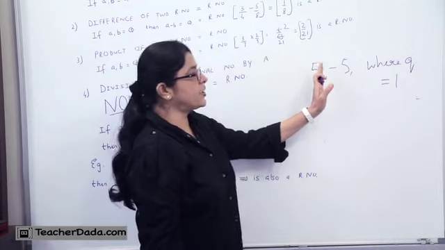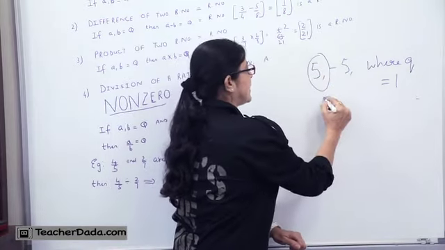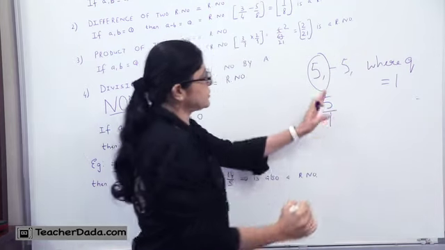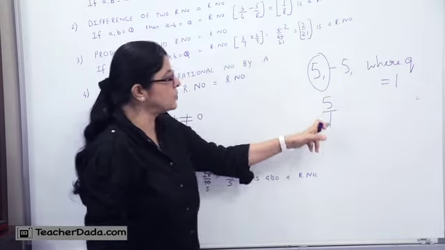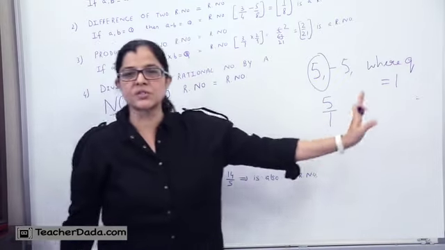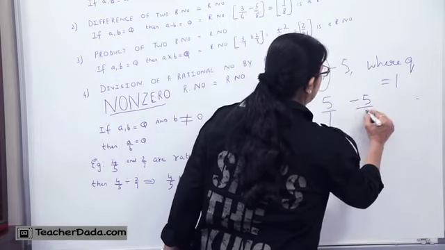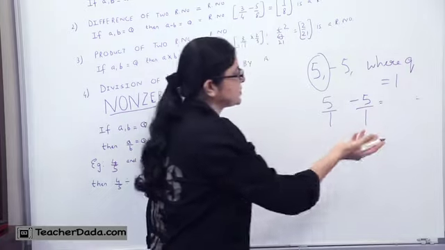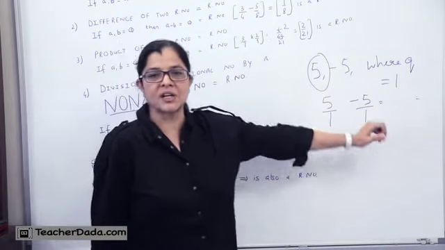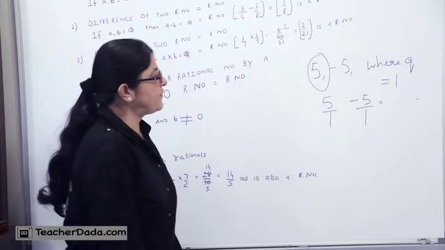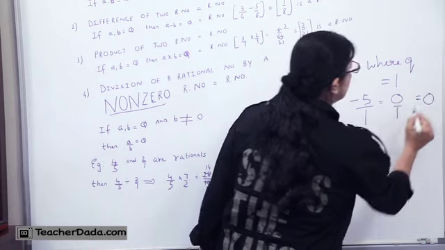So the condition for it to be a rational number is that if this is a single integer 5, I can write 5 upon 1. So this becomes a rational number where Q is equal to 1. So it is in the form P upon Q and the condition is that Q is not equal to 0. Or if I say minus 5, so I can write minus 5 upon 1, that's P upon Q. It's expressed in the P upon Q form, so it's a rational number. If I say 0 upon 1, it is 0. So it is a rational number.